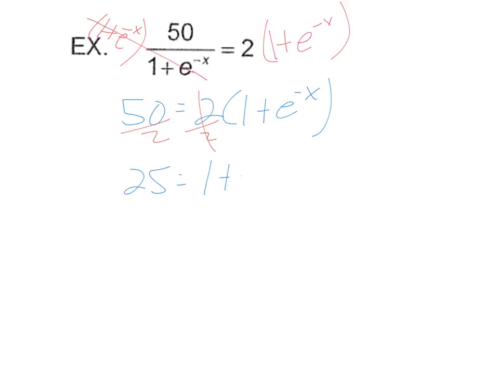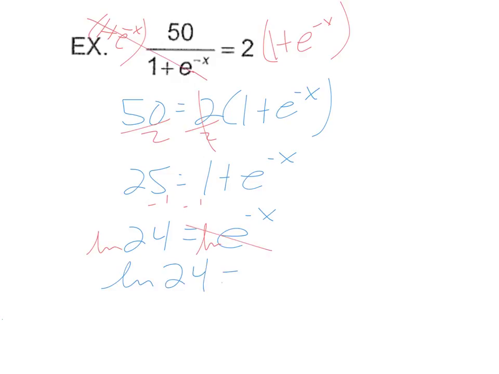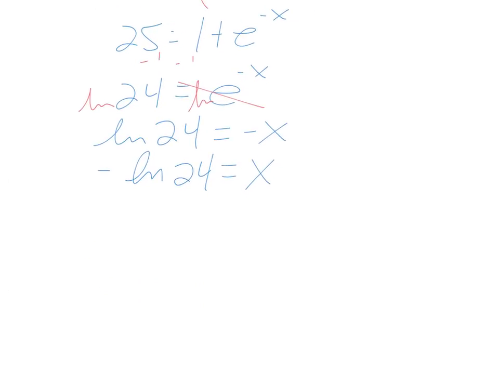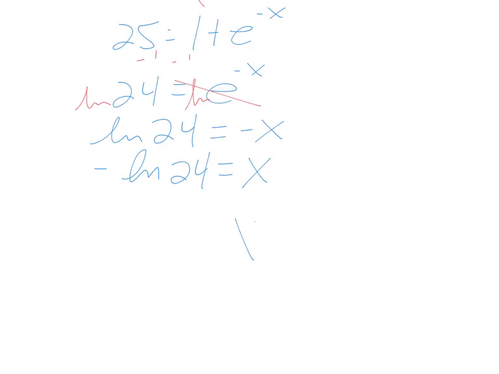25 equals 1 plus e to the negative x. Subtract 1. 24 equals e to the negative x. Now that the e is by itself, I can natural log both sides. Natural log of 24 equals negative x. Divide by negative 1. Then put that in your calculator. x is negative 3.1781.